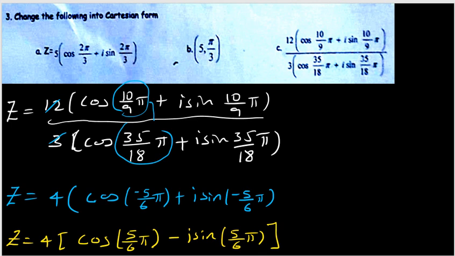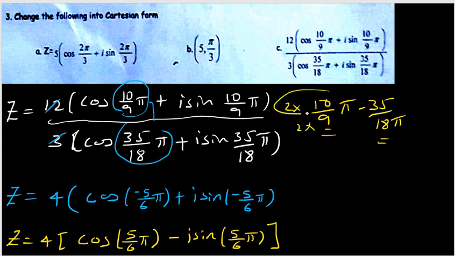So what will be the difference when you subtract 10 over 9 pi minus 35 over 18 pi? What to do to make the denominator the same first? You can multiply by 2 over 2. So it will be 20 pi. 20 pi minus 35 pi will be negative 15 pi over 18.